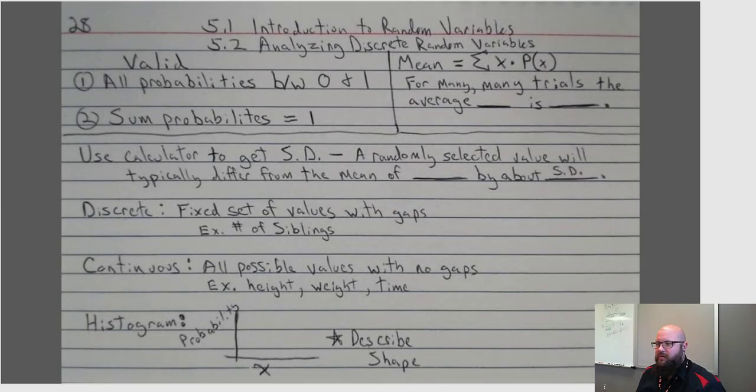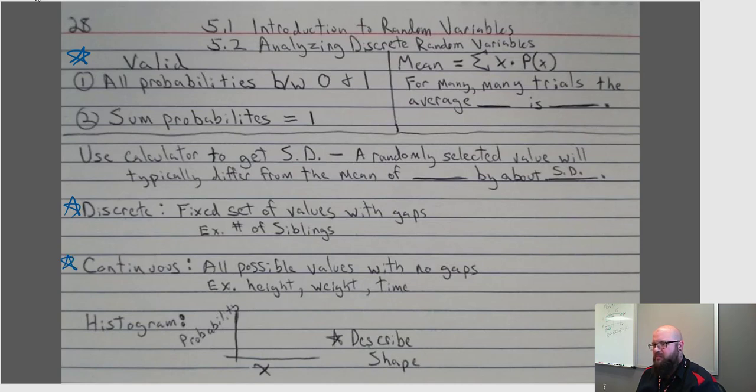Alright, so for today we're going to go over 5.1, Introduction to Random Variables. Now, there's a lot here on the Big Ideas page, but we're only going to talk about a couple things for today. We're going to talk about being valid, as far as all probabilities between 0 and 1, and the sum of those probabilities will equal 1. And then we're also going to talk about being discrete or continuous.